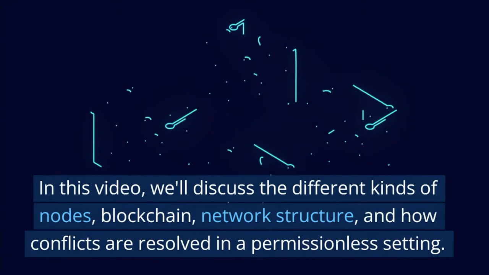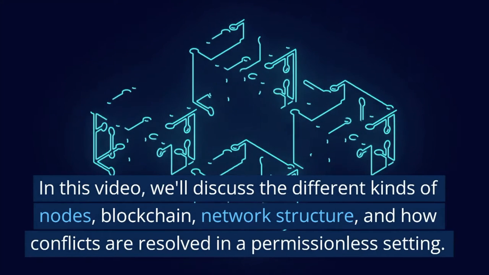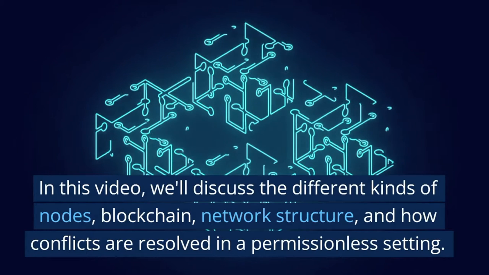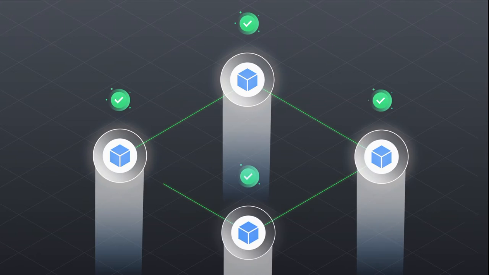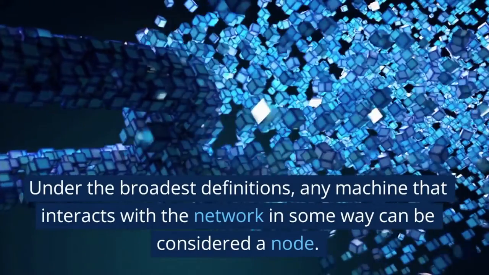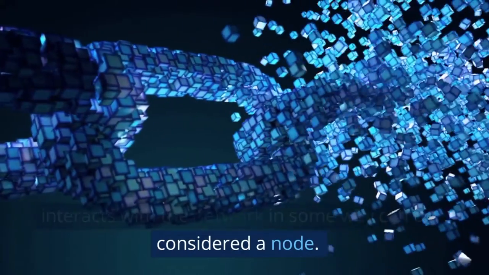In this video, we'll discuss the different kinds of nodes, blockchain network structure, and how conflicts are resolved in a permissionless setting. In blockchain systems, not all nodes are the same. Under the broadest definitions, any machine that interacts with the network in some way can be considered a node.